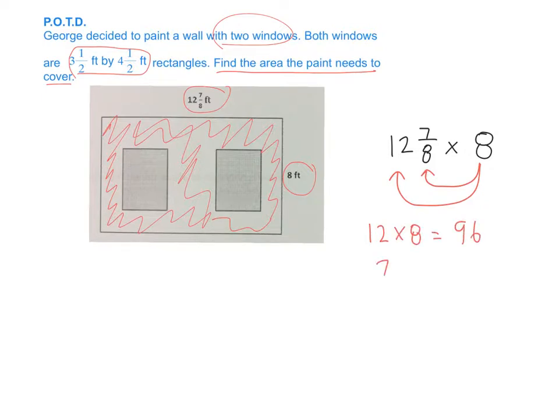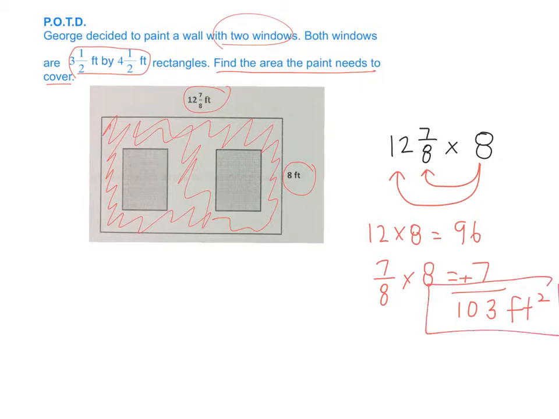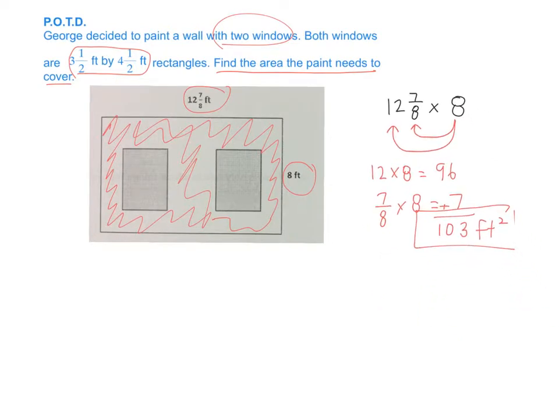So we can do 12 times 8, which is 96. And then 7/8 times 8, which is 7. And then I just add that together. 96 plus 7 is 103 square feet. Is that my final answer? No. Basish, why is 103 square feet not my final answer? 103 square feet is not the final answer because you have to subtract the area of the 2 windows from 103 square feet.